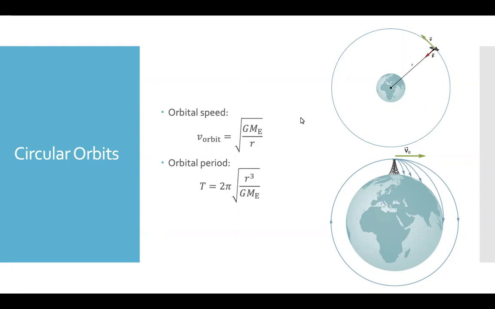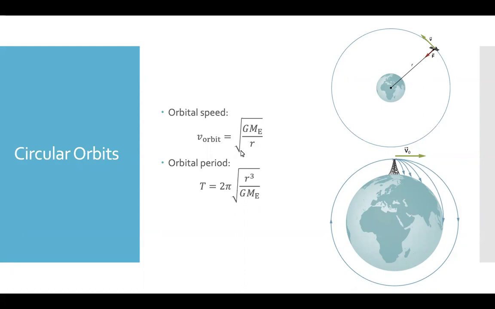So again, orbital speed is going to be equal to the square root of G M sub E, or the mass of Earth, divided by r, okay, that radius. And remember, the radius is going to include the radius of whatever object is being orbited. So say the Earth, okay? So it's not just going to be the radius from the Earth's surface to the object, but that and the radius of Earth, okay?